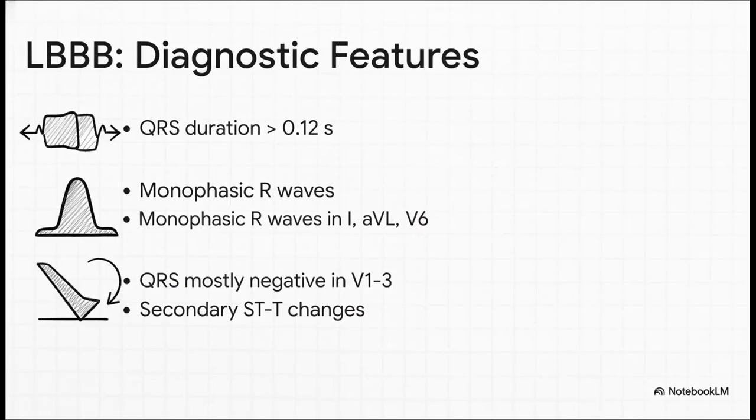So let's put together our LBBB checklist. You're looking for, number 1, a wide QRS. Then you need those tall monophasic R waves in the lateral leads, and you also need to see deep negative complexes in leads like V1. And, just like with RBBB, you fully expect to see secondary ST and T wave changes that point in the opposite direction of the main QRS.